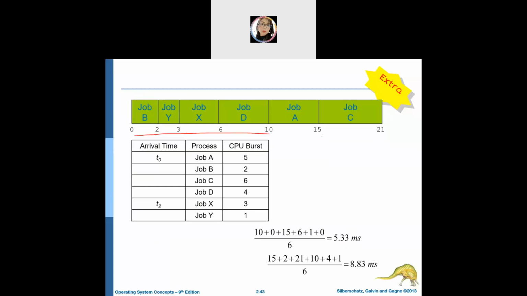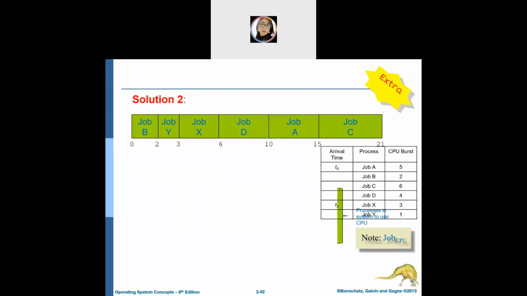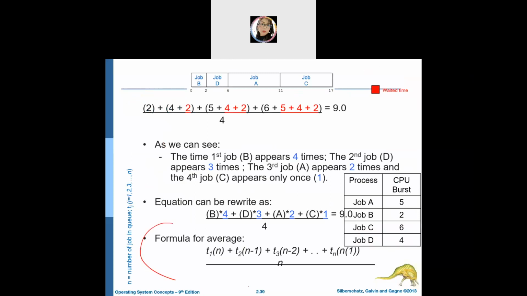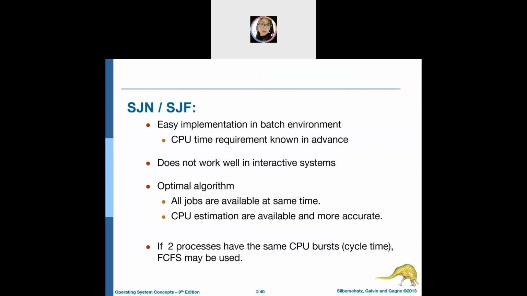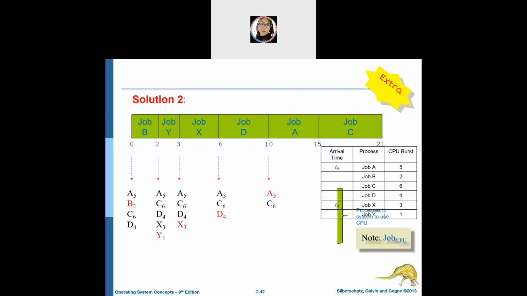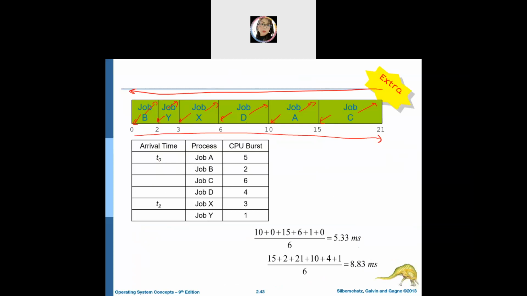You can do it manually like that for the average turnaround. Job B is 0, job Y is 2, job X is 3, job D is 6, job A is 10, job C is 15. And turnaround, job C is 21, job A is 15, job D is 10, X is 6, Y is 3, and job B is 2. This is a manual way. But you can also use the equation just now to calculate the average waiting and average turnaround. So you can try to apply it, but here it shows you the manual way.